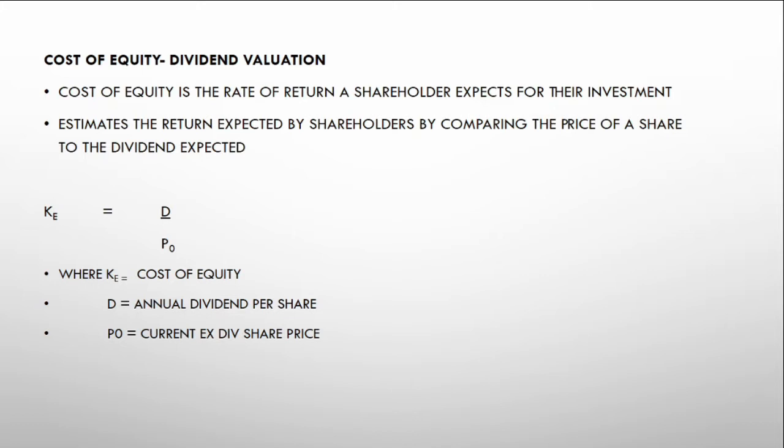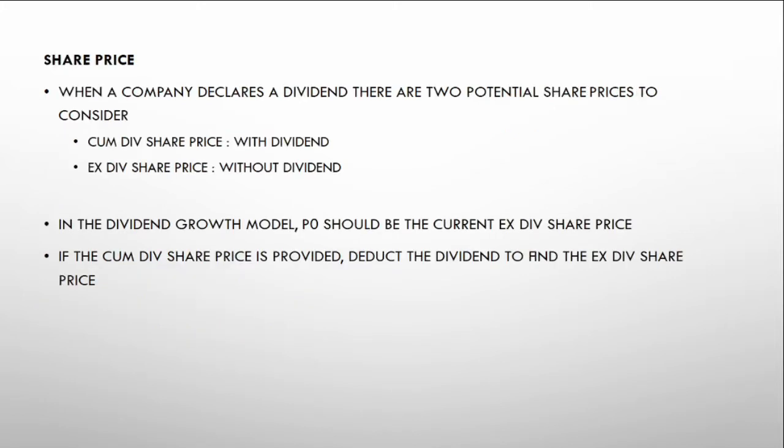So you can see in the formula here, cost of equity is denoted by KE, and we are going to calculate this by taking our annual dividend per share, and we are going to divide that by the current share price, and this share price needs to be ex dividend. So there are two types of share prices we can have, those that are ex dividend and those that are cum dividend. If we go to the next slide, we can discuss these two types of shares.